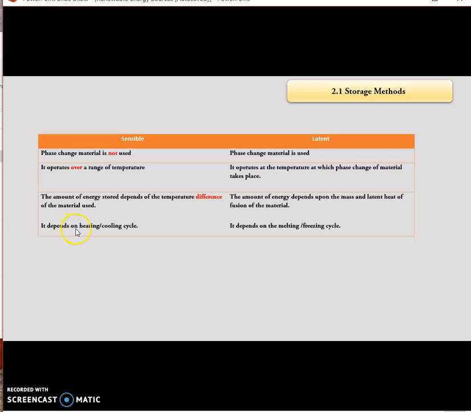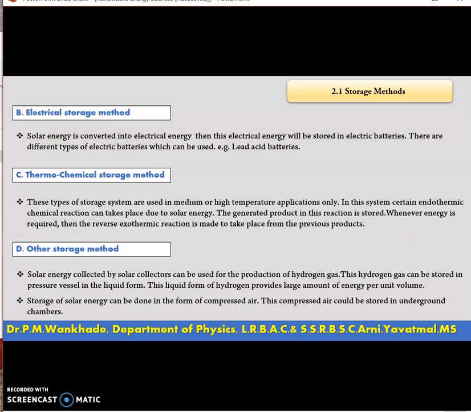It depends on heating and cooling cycle. It depends on melting and freezing cycle. So this is the main difference between latent and sensible heat storage method. Now we will turn to our next energy form, that is electrical storage method.